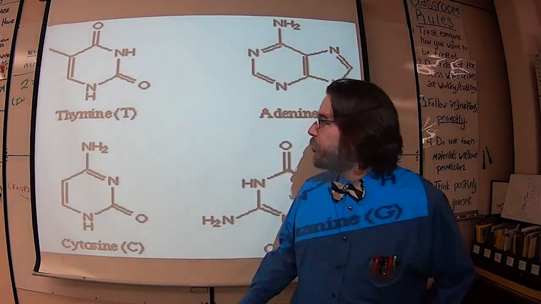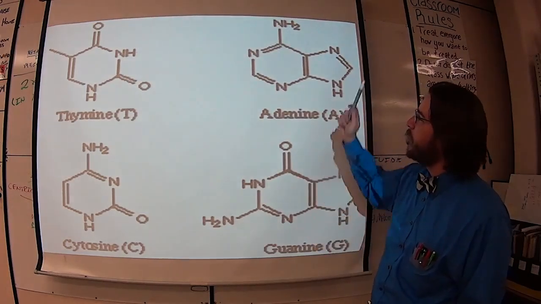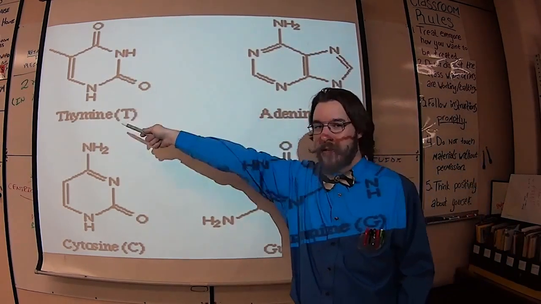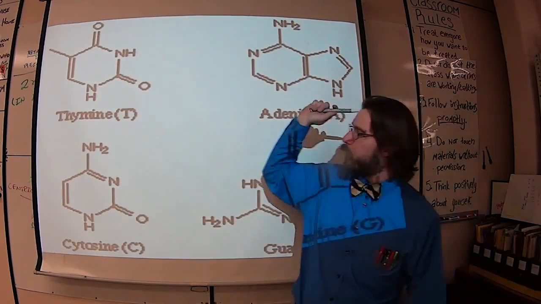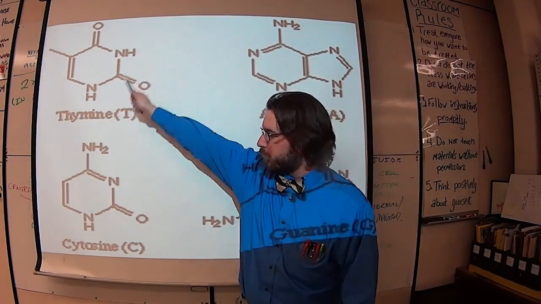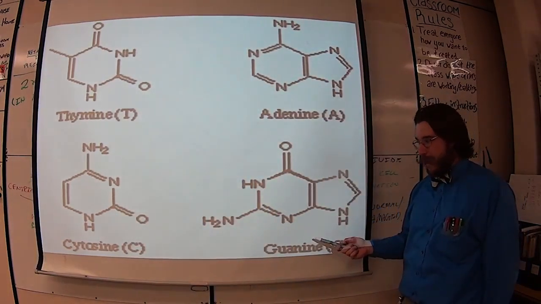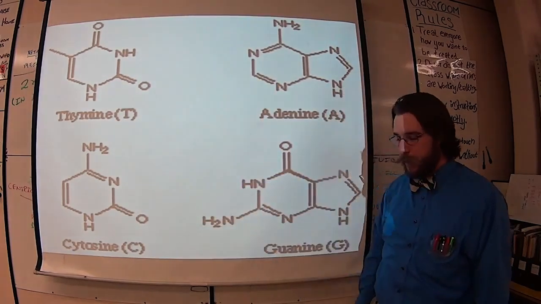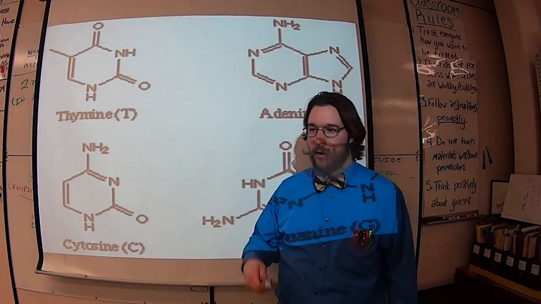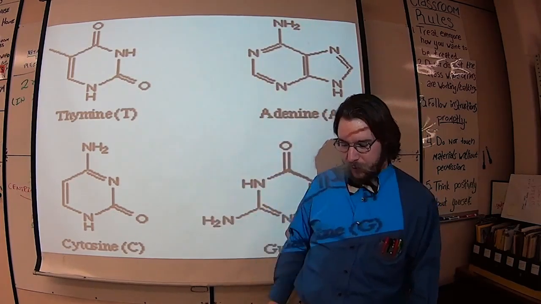Notice the ring shapes. You have two little rings, two bigger rings. A big ring always goes with a little ring. They're called purines and pyrimidines. Adenine always pairs with thymine. So A always goes with T, and C always goes with G. Big one, little one. It's always A and T, C and G. So however much C you have, you're gonna have that much G. However much T you have, you're gonna have that much A, and vice versa.